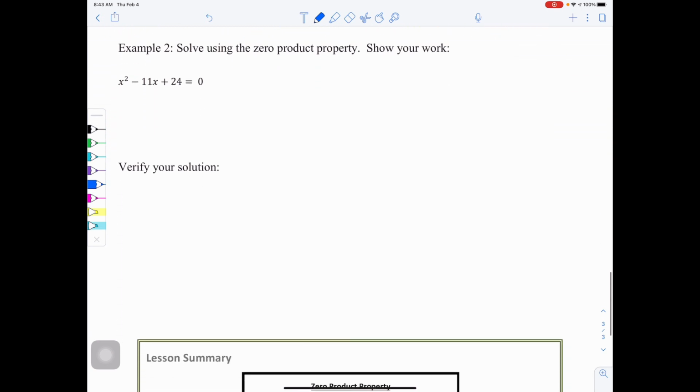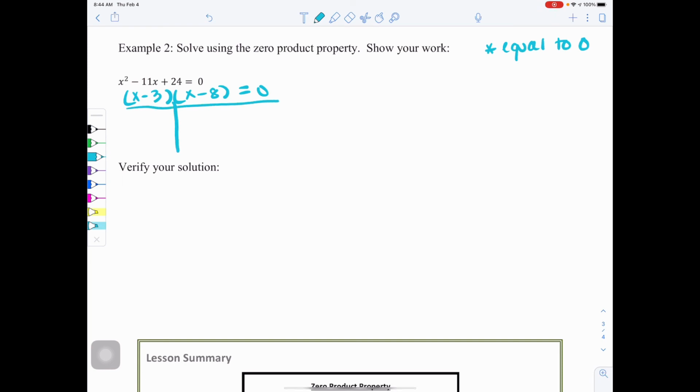Okay, now in example 2, I just want to show you a straightforward example of solving using the zero product property, no word problem involved. So it says x squared minus 11x plus 24 equals 0. Make sure that this expression is equal to 0. Ours is already. So you just want to make sure it's equal to 0 before you can factor. Since ours is, we're going to jump right into factoring the expression. So we need the factor pairs of 24 that are going to add up to negative 11. That would be negative 3 and negative 8. So we have x minus 3 and x minus 8.